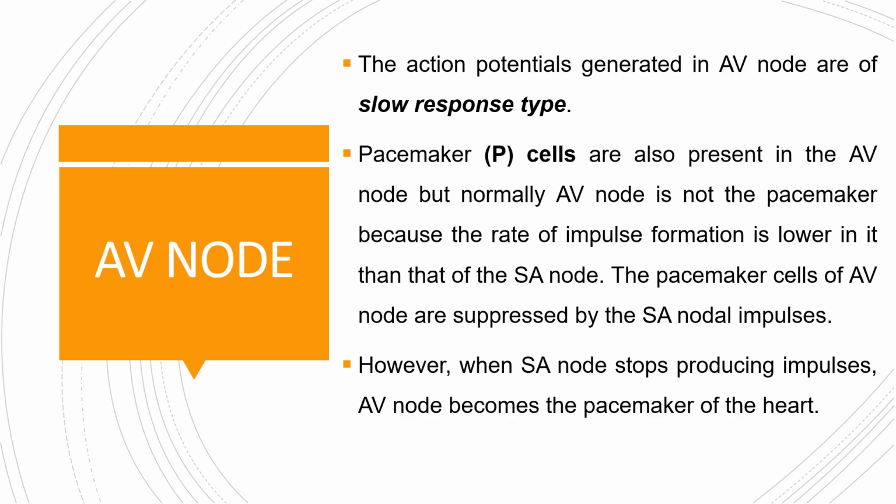The action potentials generated in AV node are of slow response time. Pacemaker cells are also present in AV node, but normally AV node doesn't work as the impulse maker, as the impulse formation in the AV node is slower than the rate of impulse formation in the SA node. The pacemaker cells of AV node are suppressed by the SA nodal impulses. However, when the SA node stops producing impulses, AV node becomes the pacemaker of the heart. Understood? Okay.